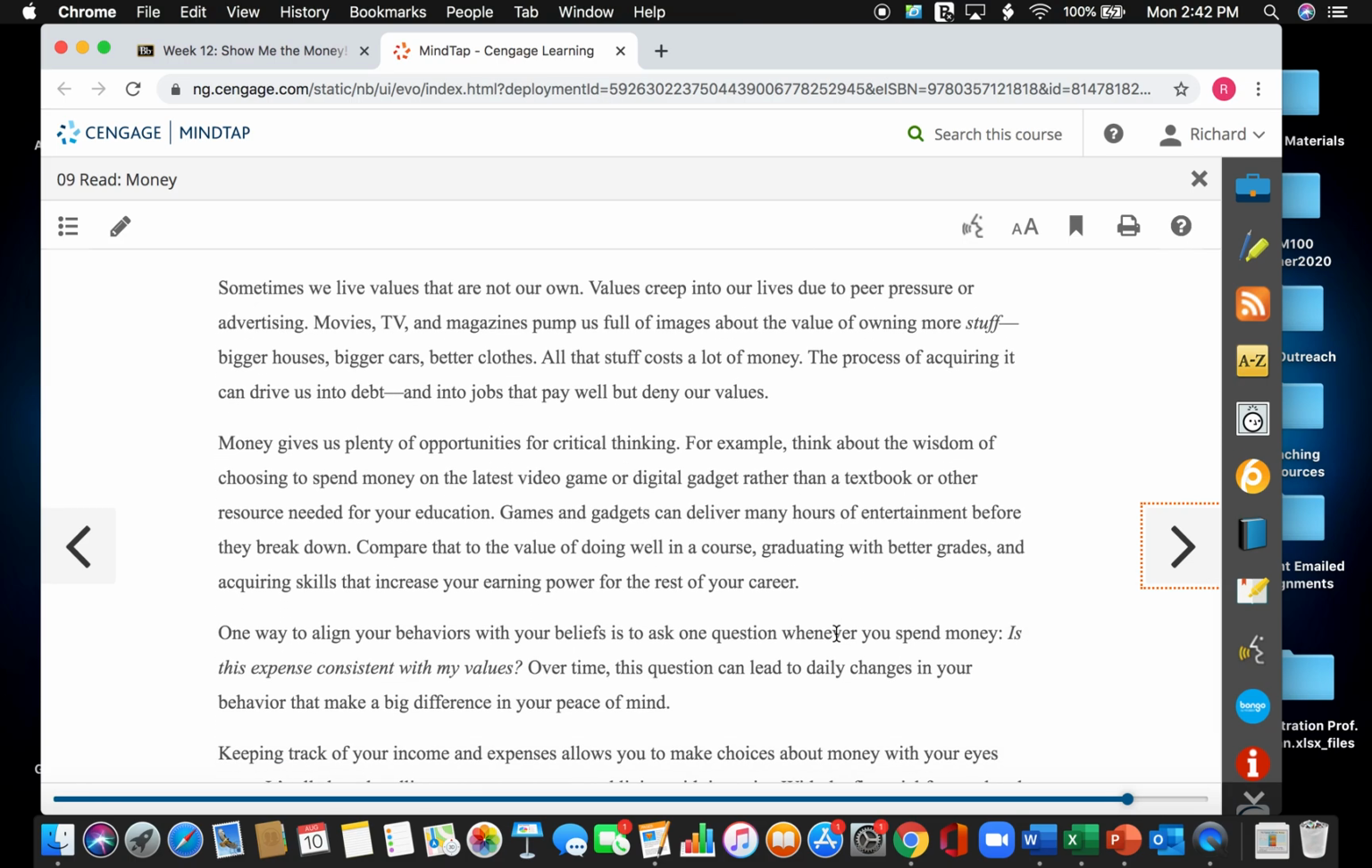Sometimes we live values that are not our own. Values creep into our lives due to peer pressure or advertising. Movies, TV, and magazines pump us full of images about the value of owning more stuff. Bigger houses, bigger cars, better clothes. All that stuff costs a lot of money. The process of acquiring it can drive us into debt and into jobs that pay well but deny our values.